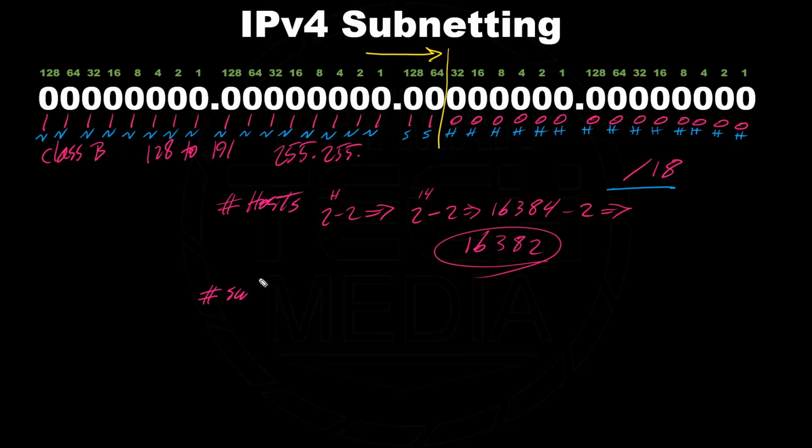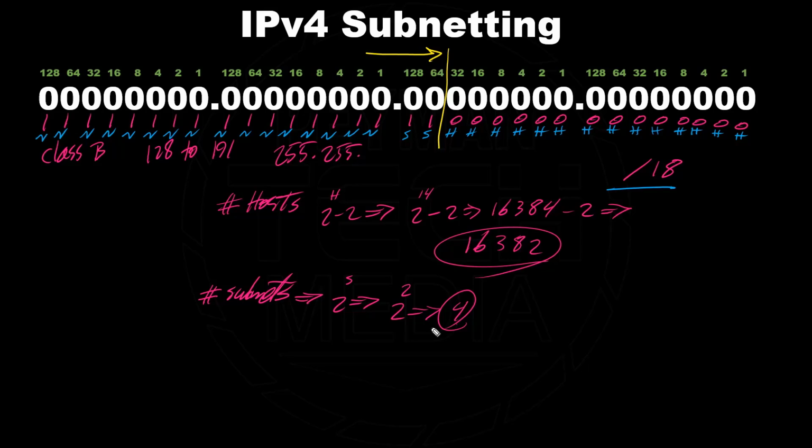The number of subnets is 2 to the power of subnet bits. How many subnet bits do we have? These 2 are known as the subnet bits. Again, the bits that we borrow from the host bits are known as the subnet bits. In this case, these two. All these ones are the original default subnet mask. These two we borrowed from the host bits. So we have two subnet bits. 2 to the power of 2 is 4.